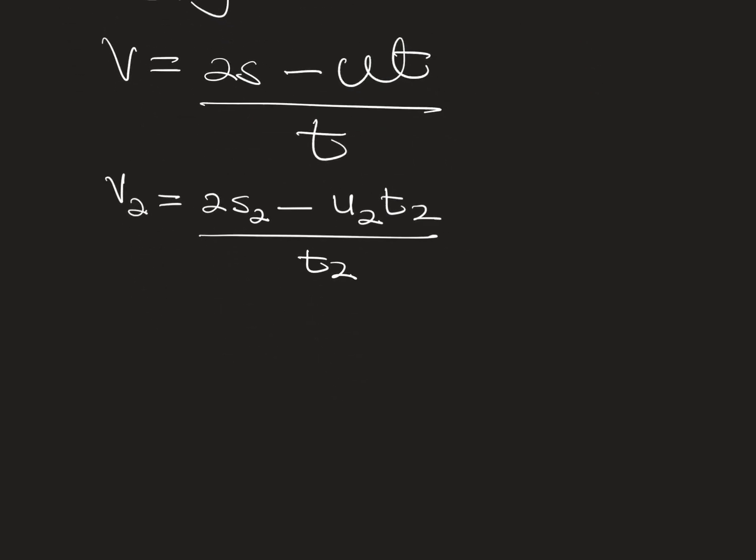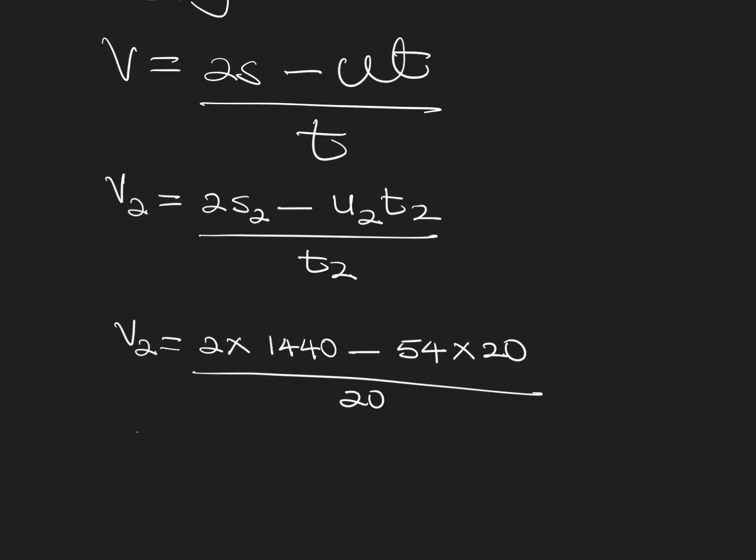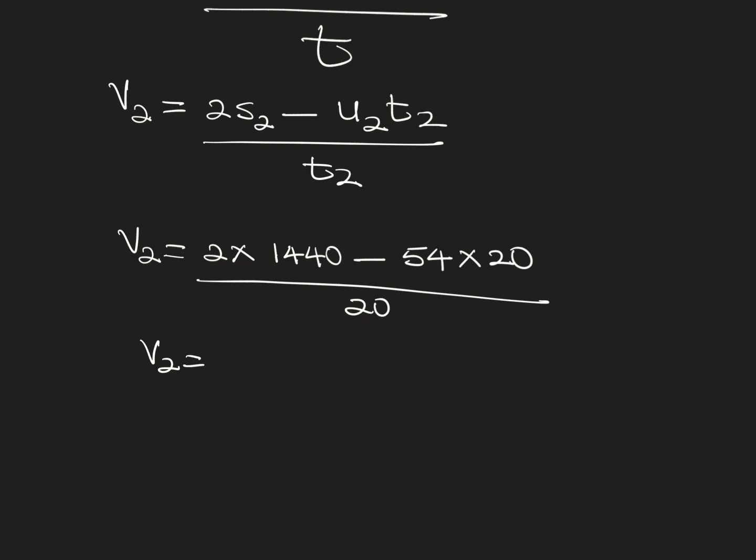So the final velocity of the second interval, V2, is equal to 2 times the distance covered in the second interval, which was 1440 meters, minus the initial velocity, which is 54, multiplied by the time, which is 20, divided by 20. So V2 is equal to 2 times 1440, which is 2880, minus 54 times 20, which is 1080, divided by 20.